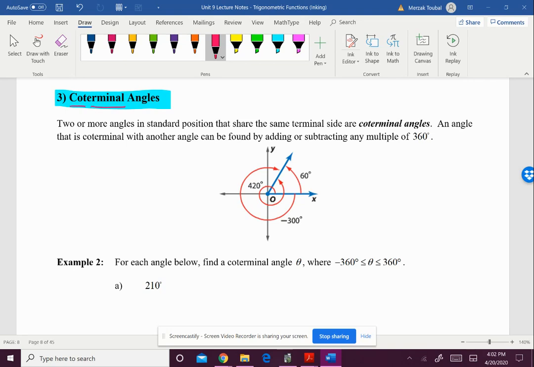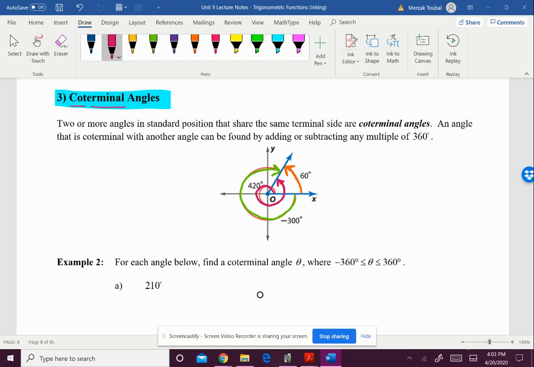If you look at the figure, look at the 60 degrees angle. Now, negative 300 degrees has the same terminal side as 60. They got the same terminal side, so they are coterminal angles. But we can find more angles that are coterminal. We can look also at this angle, which is 420.